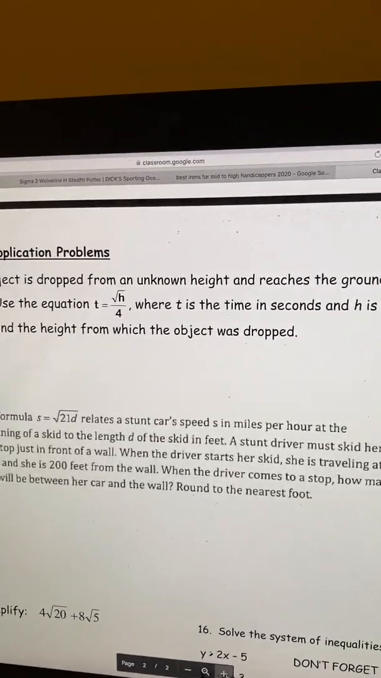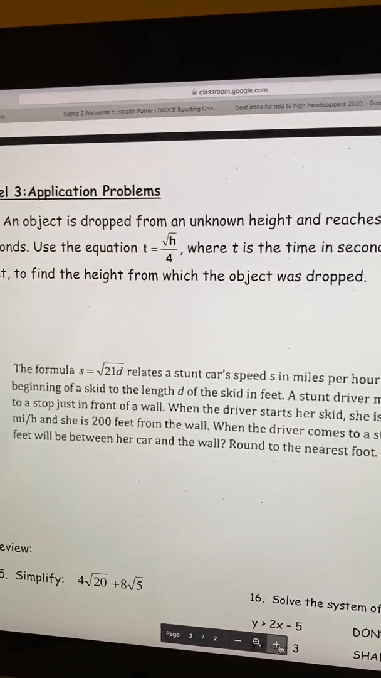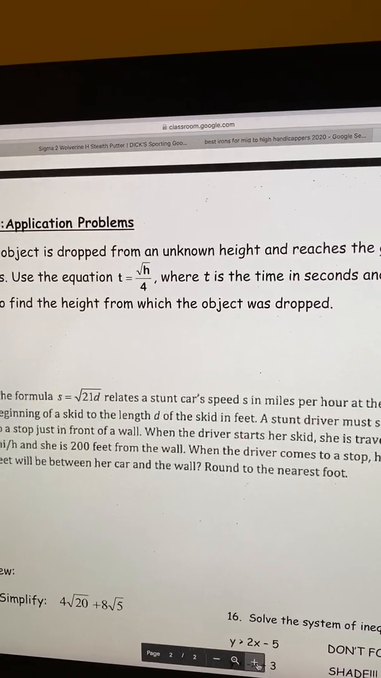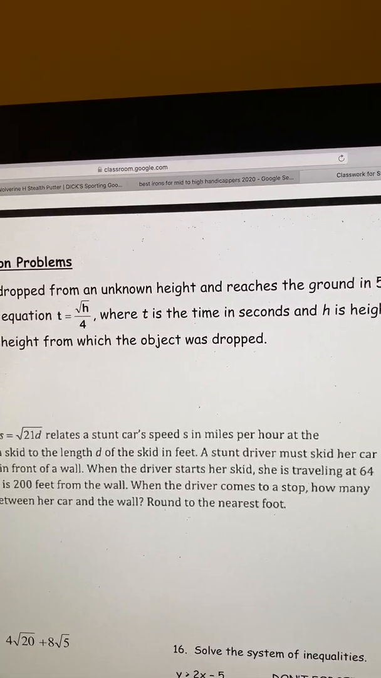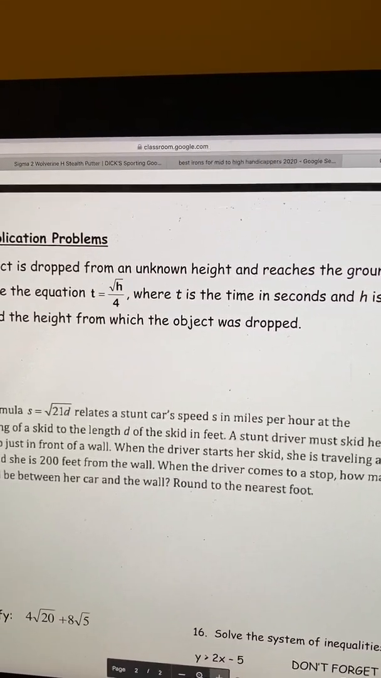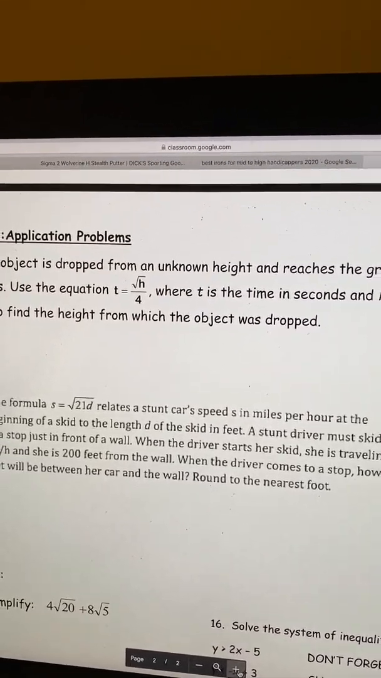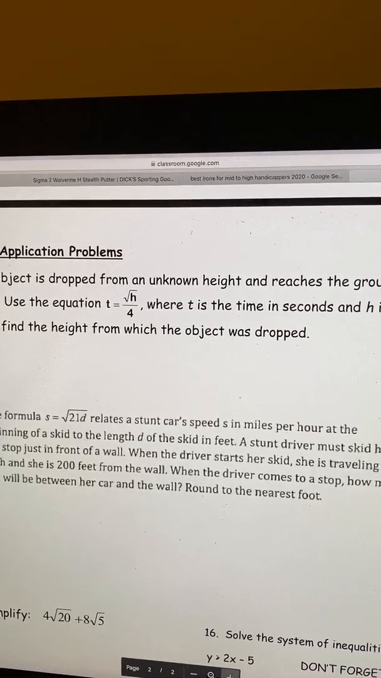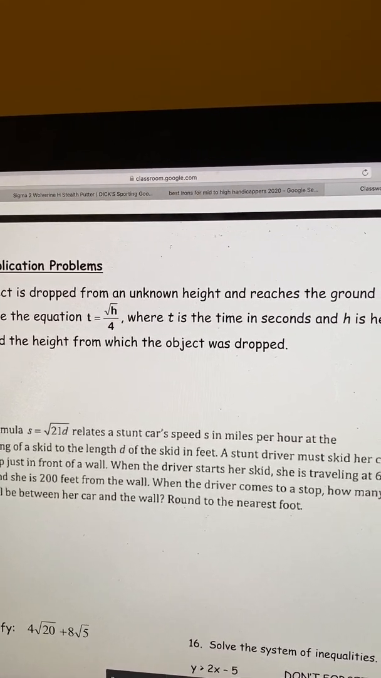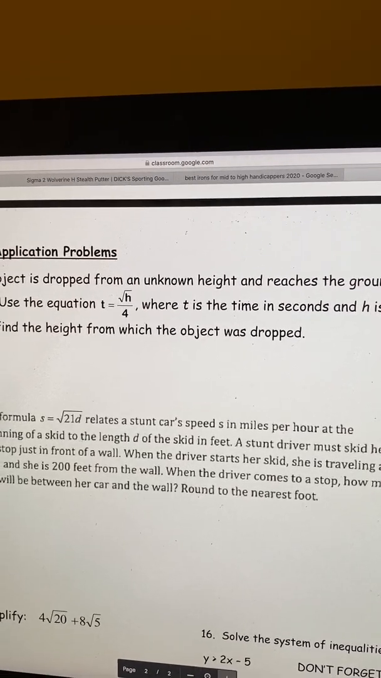They give you in both problems a formula, okay? And in the formula, let's just look at number 13. An object is dropped from an unknown height that reaches the ground in 5 seconds. Use the equation time equals the square root of the height divided by 4, where the time is the time in seconds and the height is the height in feet, to find the height from which the object dropped. Okay.